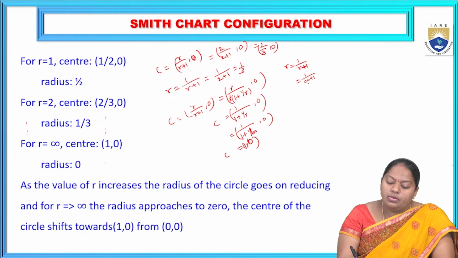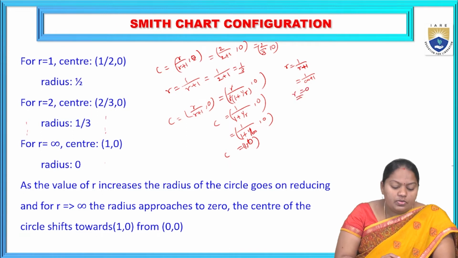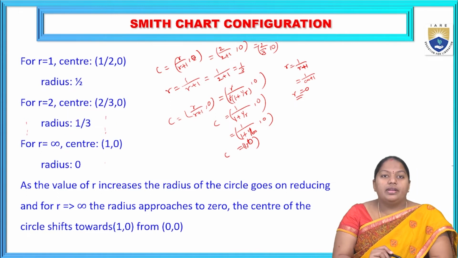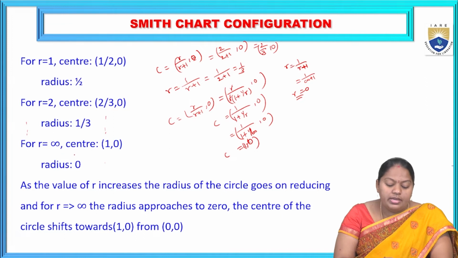Something by infinity becomes 0, hence r is equal to 0, right? For r equal to 0, the center is at (0, 0) and the radius is 1. For r equal to 1, the center is at (1/2, 0) and the radius is 1/2. For r equal to 2, the center is at (2/3, 0) and the radius is 1/3. Then if you increase the r value to the infinite range, for r equal to infinity, the center is at (1, 0) and the radius is 0.